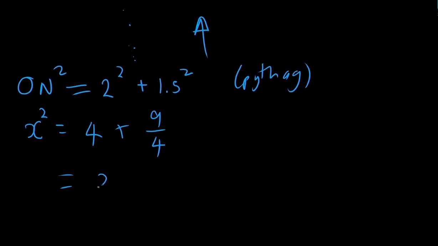So 25 over 4 is x squared, so therefore x will be the square root of 25 over 4, which is 5 over 2. Of course, we can't accept the negative square root because length is never negative, so therefore x is 2.5 centimeters. All right.